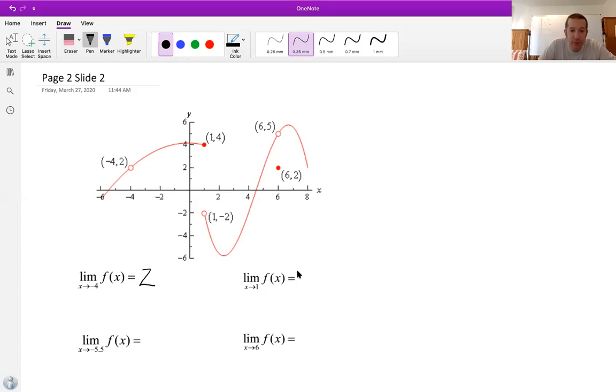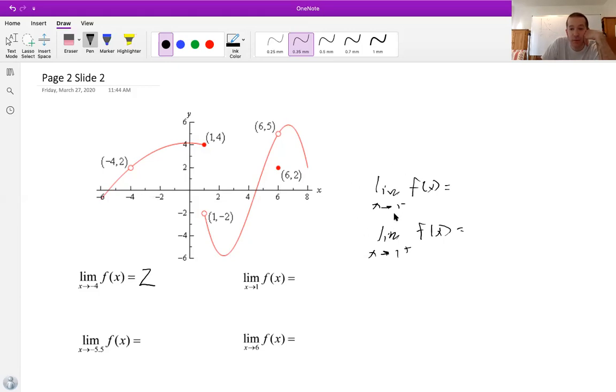So let's try x approaches 1. Just like we did for x approaching -4, I'm going to say the limit as x approaches 1 from the left of f of x equals something, and the limit as x approaches 1 from the right of f of x equals something. And I'm going to see what the two somethings are. And if the somethings are equal, then that's the limit. If the somethings are not equal, or one is infinite, then the limit doesn't exist.